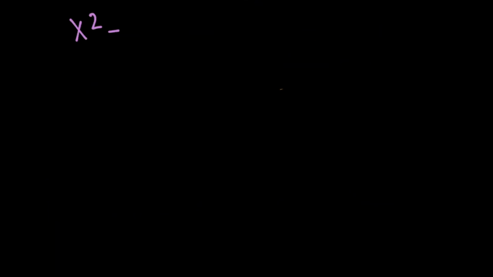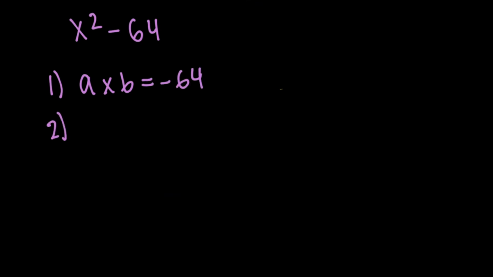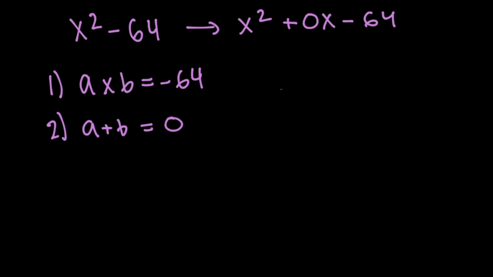For problem number 4, we're going to do x squared minus 64. So in this case, our a times b has to equal negative 64. And now we actually don't have a second term. We don't have an x term to the power of 1. So in this case, actually, a plus b will just equal 0. And you can kind of think about it, we could rewrite this equation as x squared plus 0x minus 64. And so a plus b is going to add to 0. So now let's make our table.